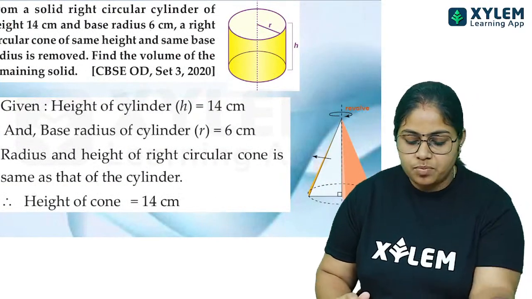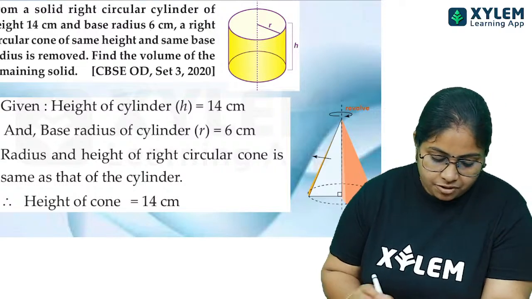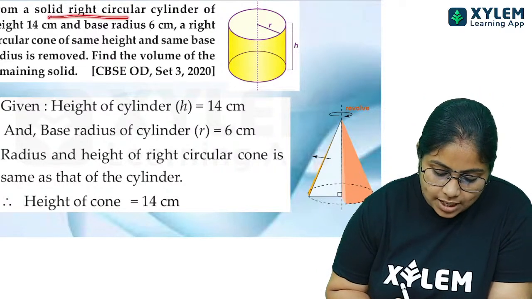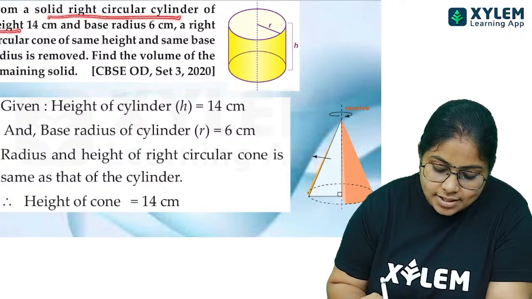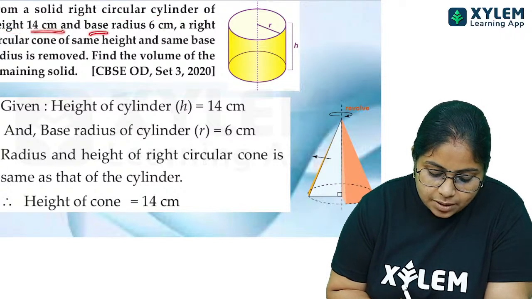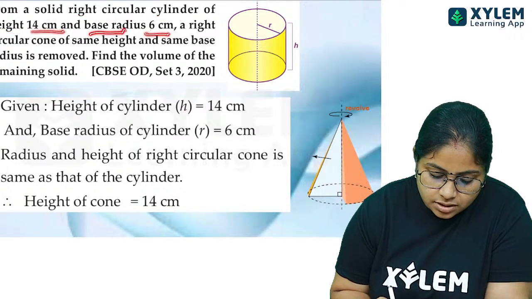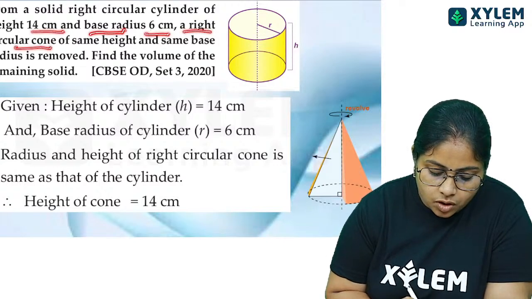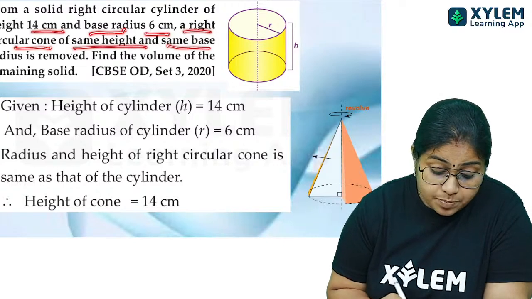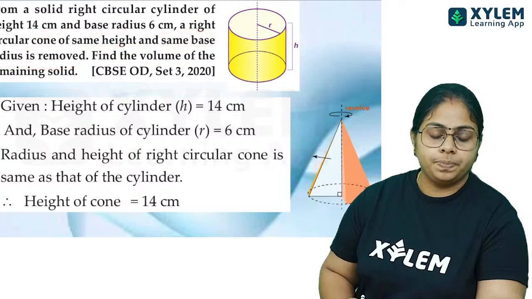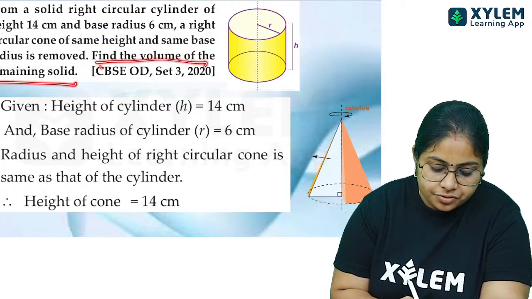Right, now we are moving on to a question. From a solid right circular cylinder of height 14 centimeter and base radius 6 centimeter, a right circular cone of same height and same base radius is removed. Okay, find the volume of the remaining solid.